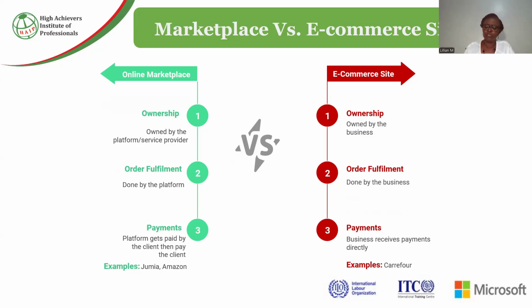So when you make a call to complain, it is Carrefour that you will be speaking to. Come to Jumia, if something is wrong, you will call Jumia. Then Jumia will look at what kind of product you had ordered, then they trace that vendor and speak to the vendor. So it takes longer in case there is a problem with delivery or with the service. There was a service failure. It takes longer when you're dealing with the online marketplace.